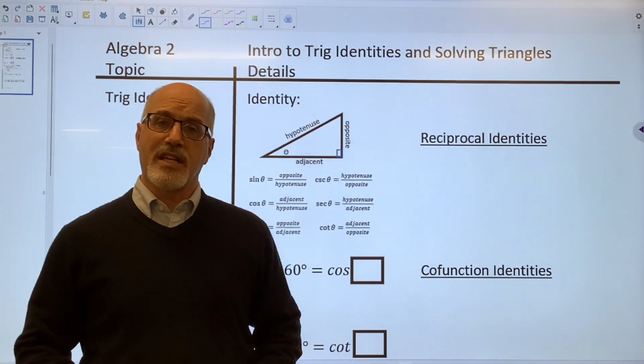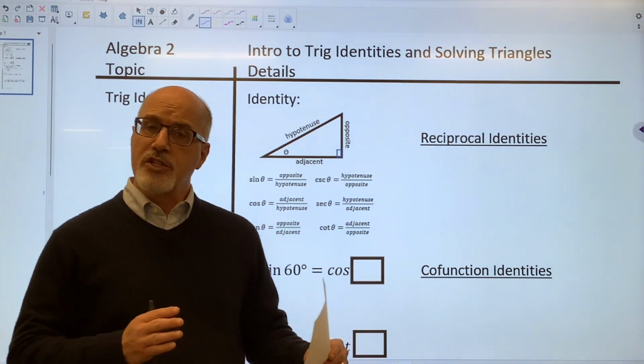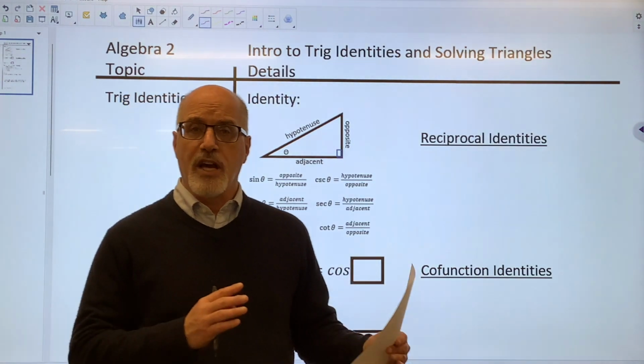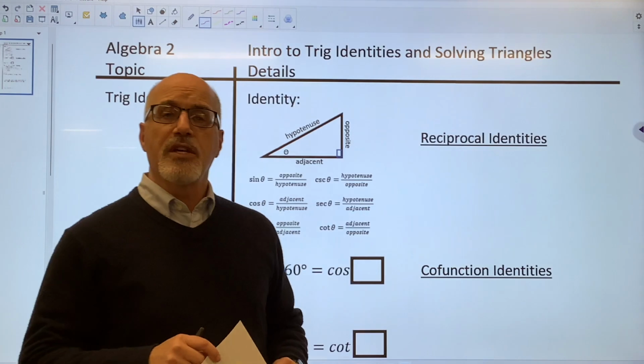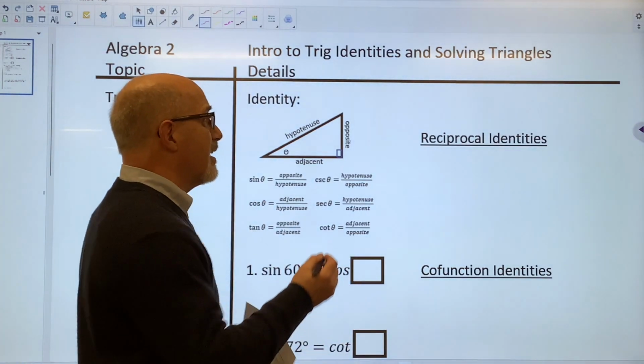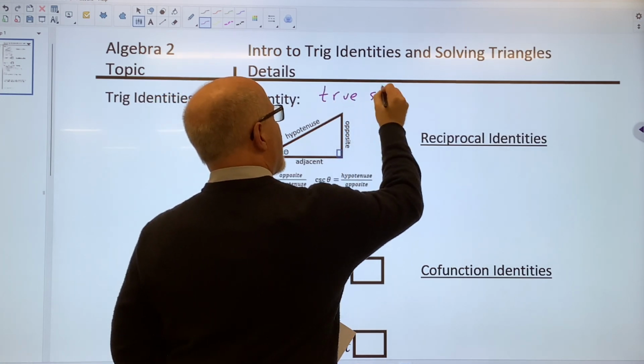The objective of this lesson is to find missing sides or angles in triangles, or to find missing ratios given other trig ratios using what are called identities. Now, an identity is a true statement on a given domain.